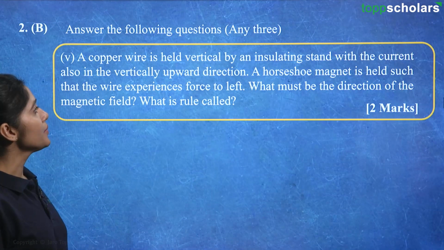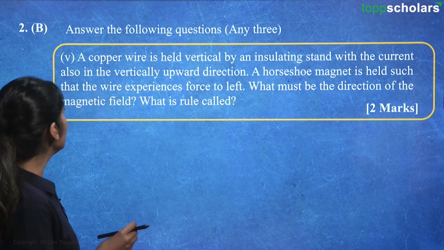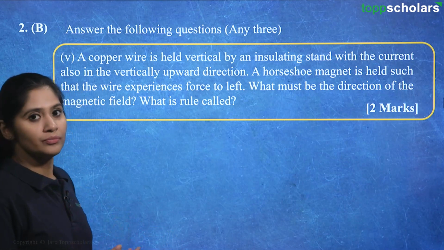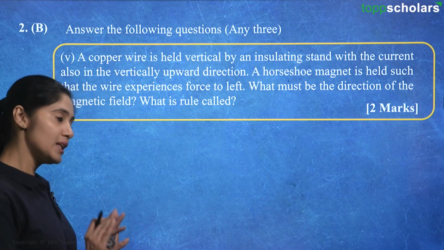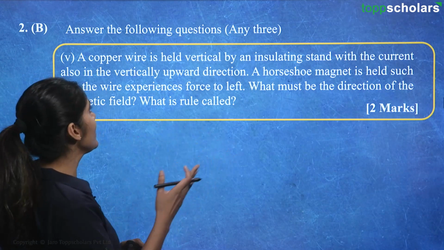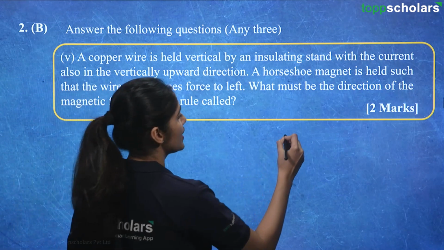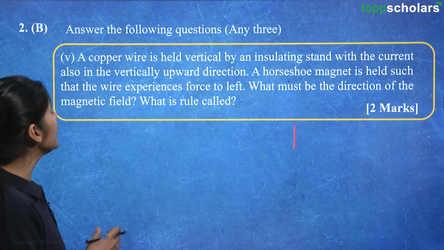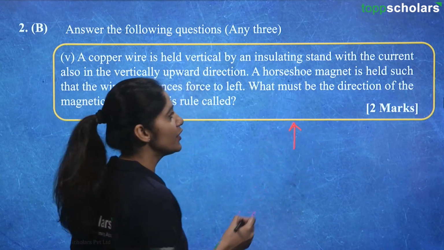A copper wire is held vertical by an insulating stand with the current also in the vertically upward direction. So now we are first going to draw a simple diagram to understand the question, and then automatically we'll reach the answer. We are holding the copper wire vertically using an insulated stand, and the current is also in the vertically upward direction.